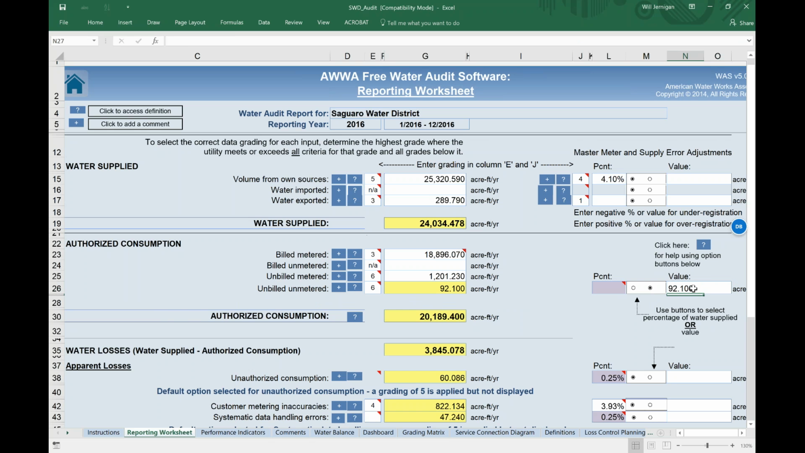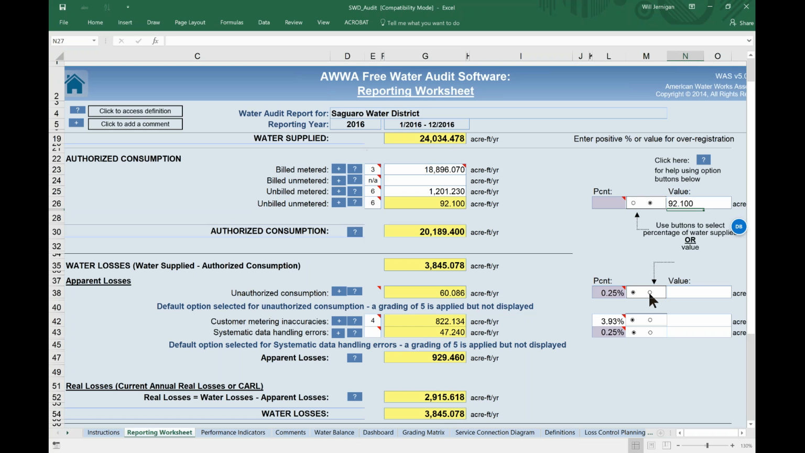And down below, you can do the same if you want. If you decide to override the default and use your own number for either theft or data handling errors, it would just be the same thing. You just click the circle to the right and then key in your volume in the white box to the right. Okay, perfect.